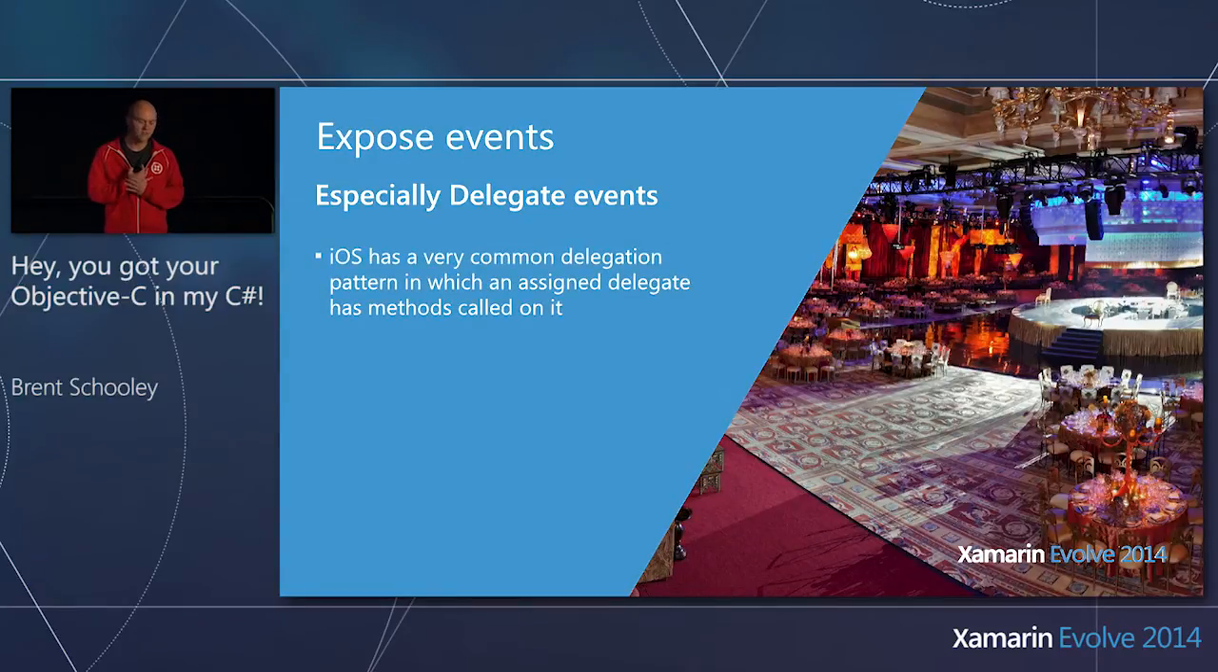Now, I'm not talking about delegates in the C# sense. iOS has a really common delegation pattern in which an assigned delegate has methods called on it at a time when it's needed. So some object A has a delegate, and it needs to know some information, so it's going to ask object B, which is of a specific type of delegate, at a certain time: hey, something happened. I need to know how many rows are in this table view, or what's the title for this row, or what's the subtitle for this row, right? That's a delegation pattern, and it's used all over iOS.